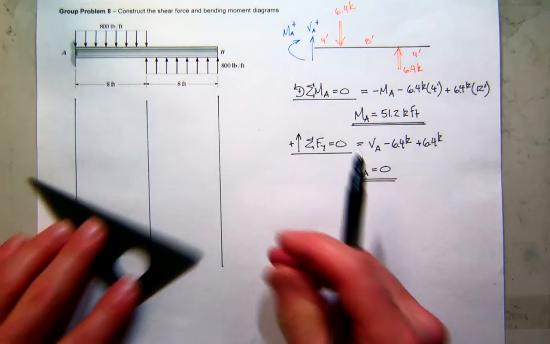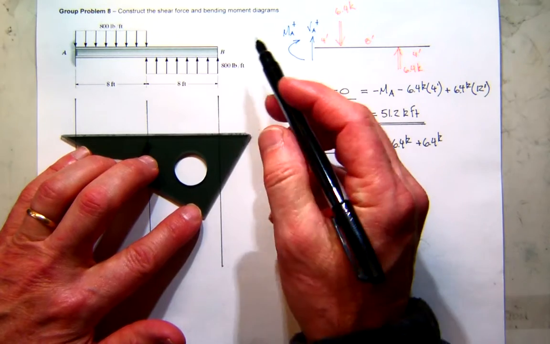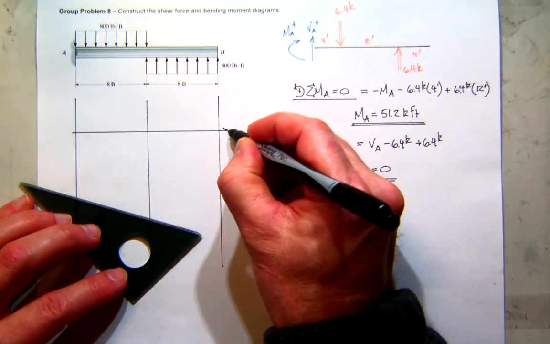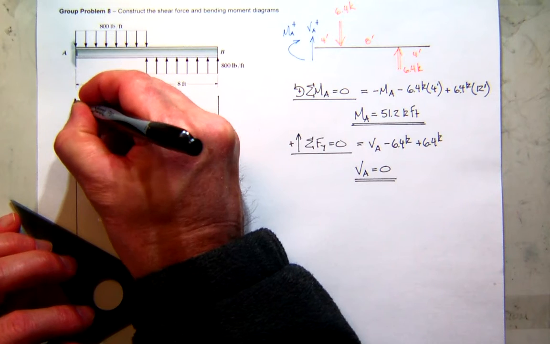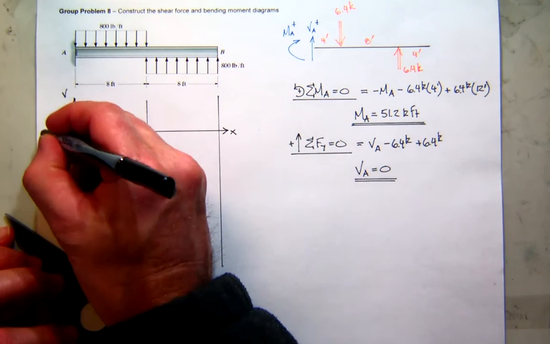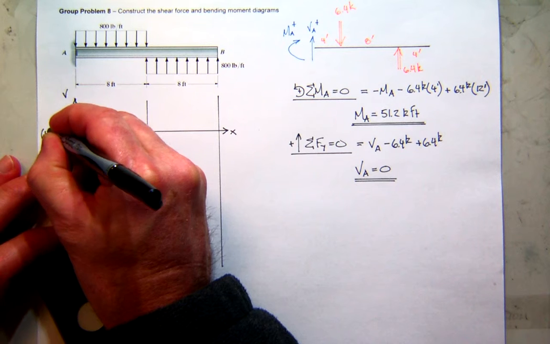So I think I'll add that to my template. So to get started with my shear diagram, I am going to establish a positive x-axis, a positive shear axis. I'm going to assume all my shear values are in kips.